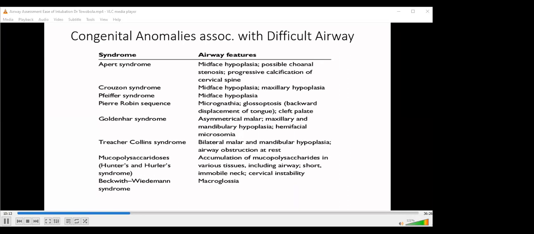Some of these congenital anomalies have craniofacial deformities that contribute to difficult airway, like midface hypoplasia, maxillary or mandibular hypoplasia, micrognathia, glossoptosis, macroglossia, and also cervical instability.